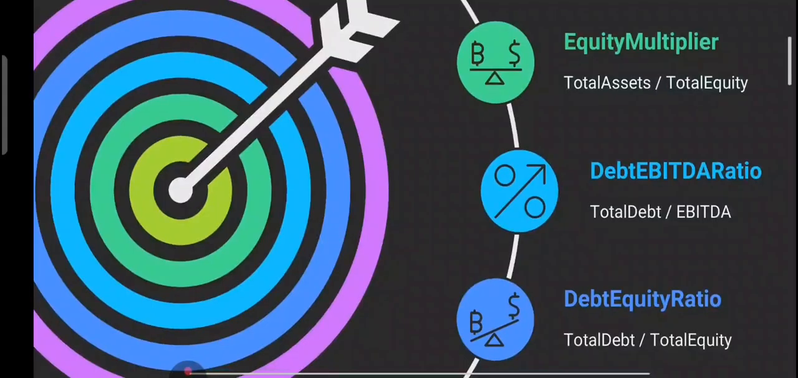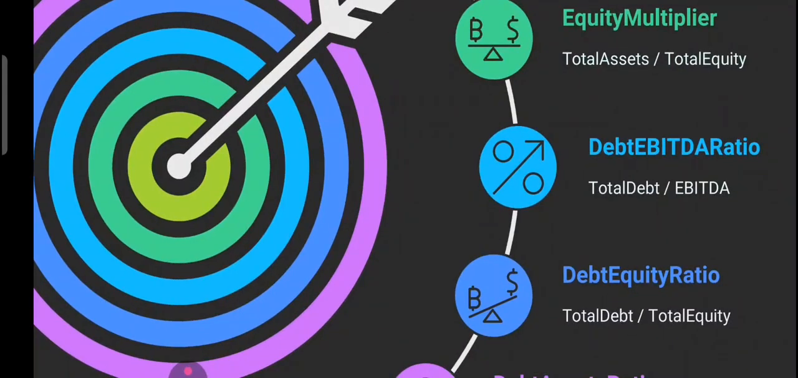Then we have the debt to EBITDA ratio. What does the debt to EBITDA ratio mean? It means how early the company can repay its loan using its earnings. EBITDA is the earning and debt is the total debt it has taken. Basically, this ratio tells us how easily the company can pay back its loan using its earnings. If this ratio is lower, it shows better financial health.